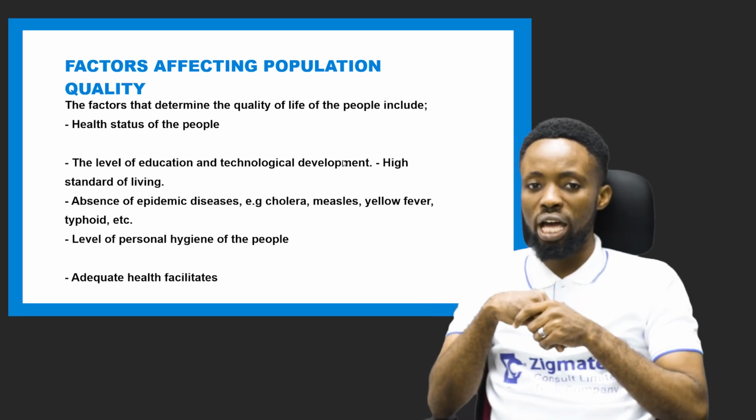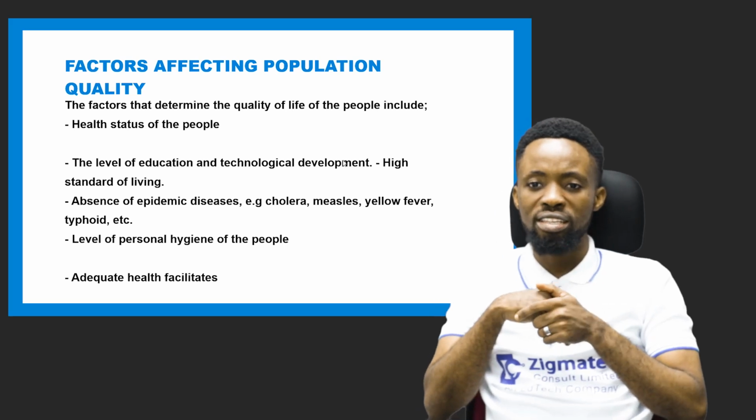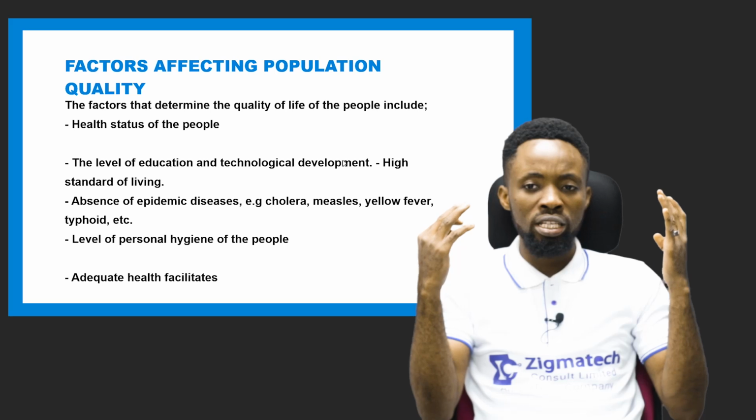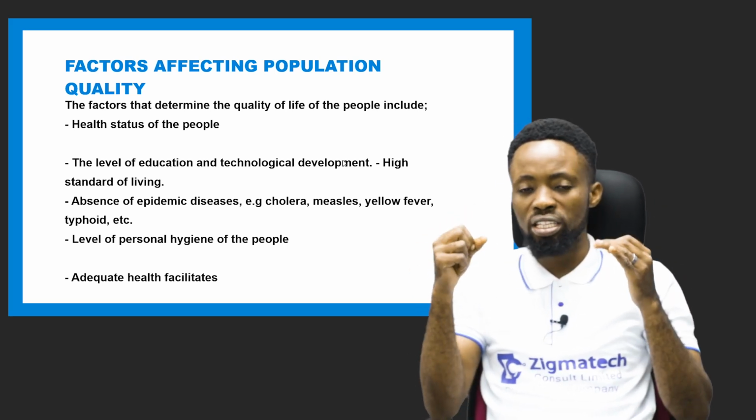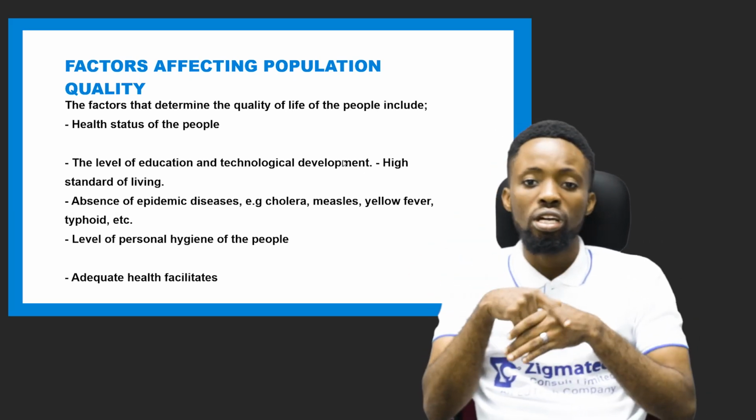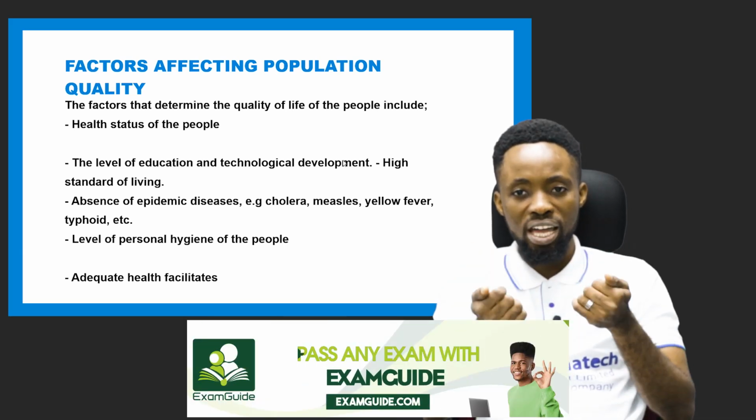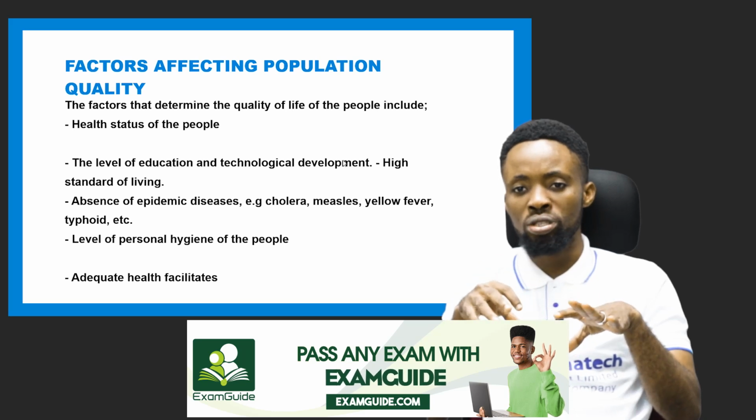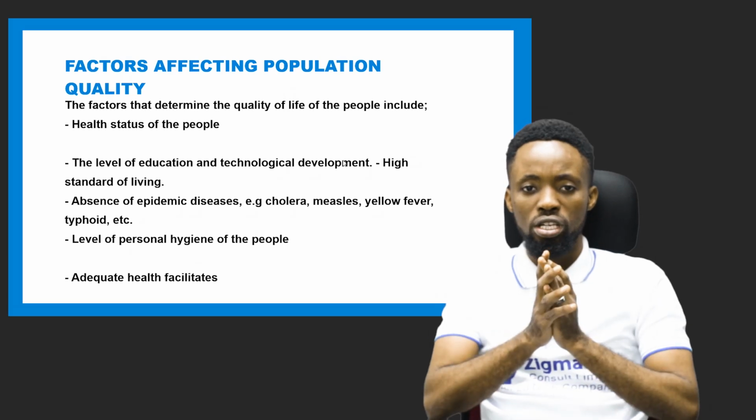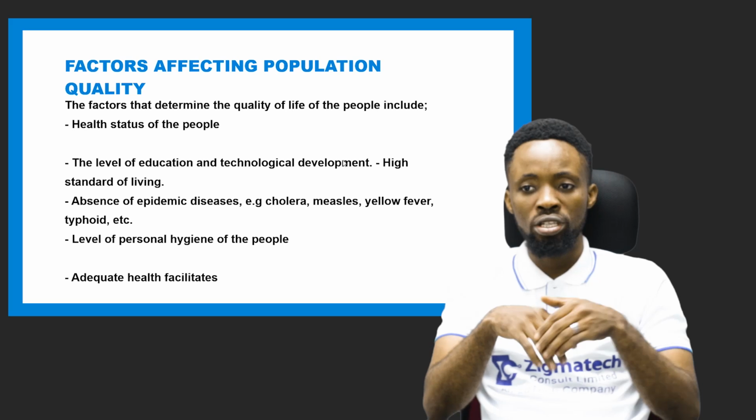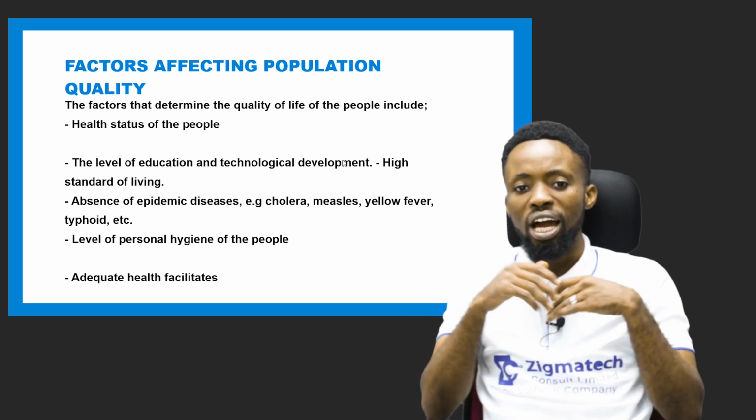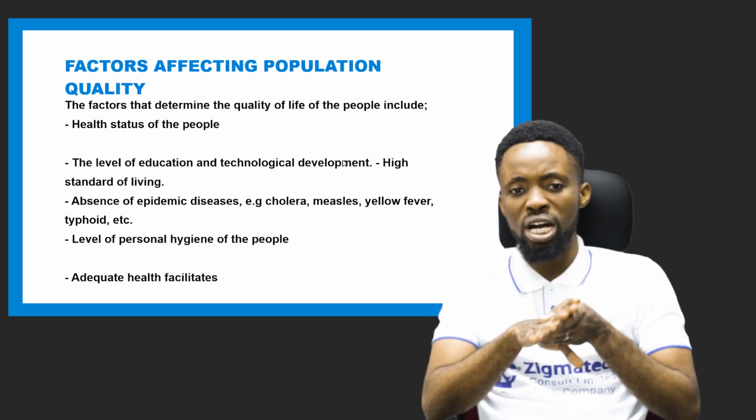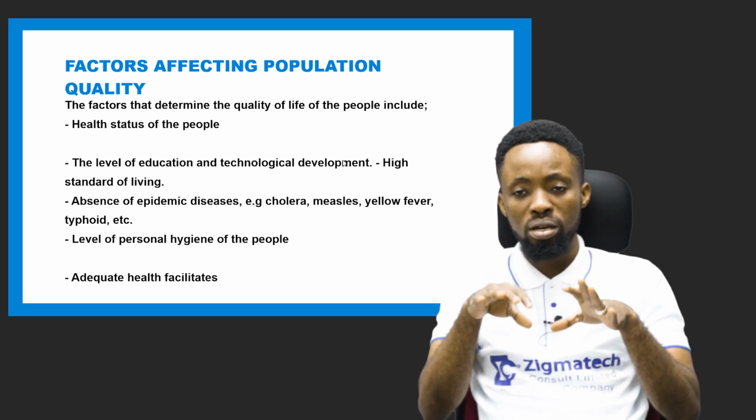Then the next factor that can affect population quality is the level of education and also technological advancement. So a place where the level of education is very high and a place with a high technological advancement or development, such a particular place will have a very good population quality. And also the standard of living of a place can as well affect the population quality of a place. When a place has a high standard of living, you see that the population quality will be very high, and people will prefer such a particular destination. But a place where the standard of living is very bad or very poor will have a low population quality.